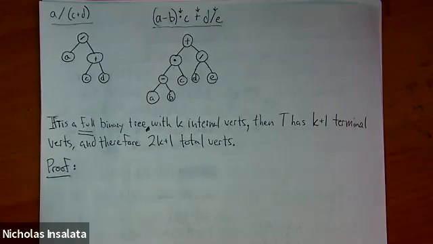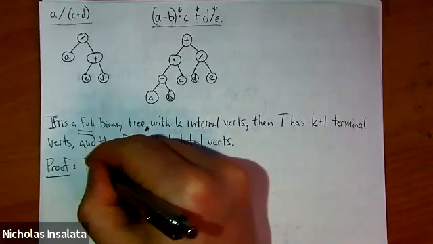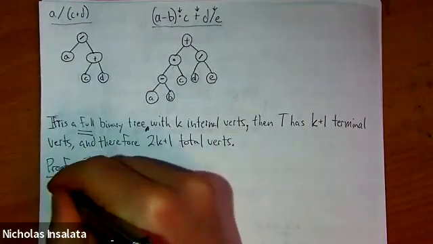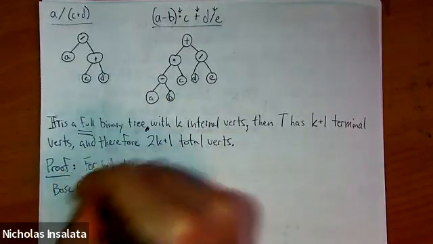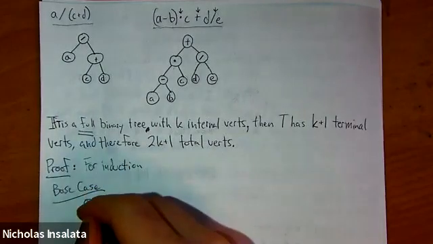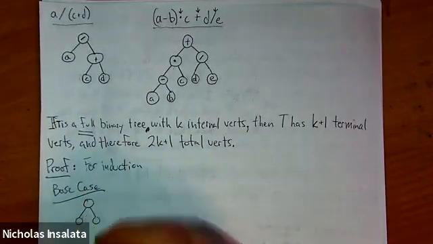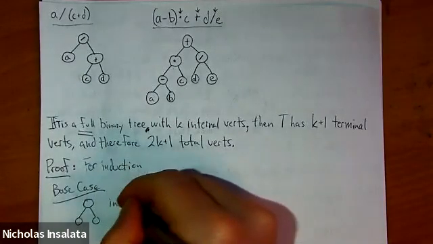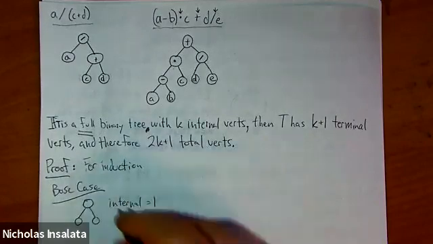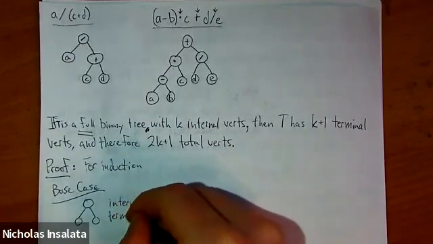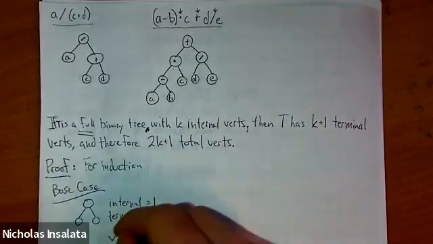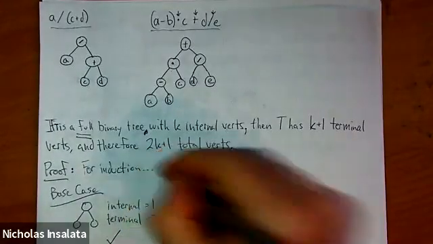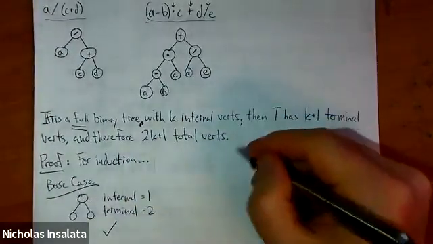Okay, 3-node full tree. So for the proof by induction, we have our base case, which is the root and 2 children, right? Here, internal equals 1, terminal equals 2. Check. Okay, so I'm with you there. So then what's the inductive case going to look like?